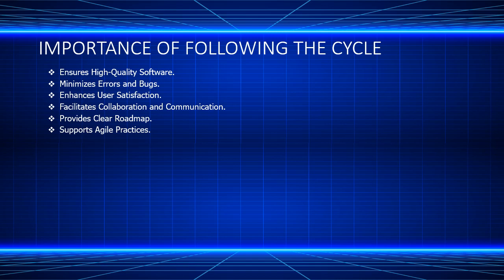Supports agile practices. Aligned with agile principles such as iterative development, continuous improvement, and customer collaboration, the cycle enables teams to respond swiftly and effectively to changing requirements and market dynamics, delivering value incrementally and adaptively. In summary, adhering to the program development cycle is paramount for ensuring timely, budget-conscious, and high-quality delivery of software projects. It serves as a framework that empowers development teams to navigate complexities, mitigate risks, and deliver successful outcomes that delight stakeholders and end users alike.